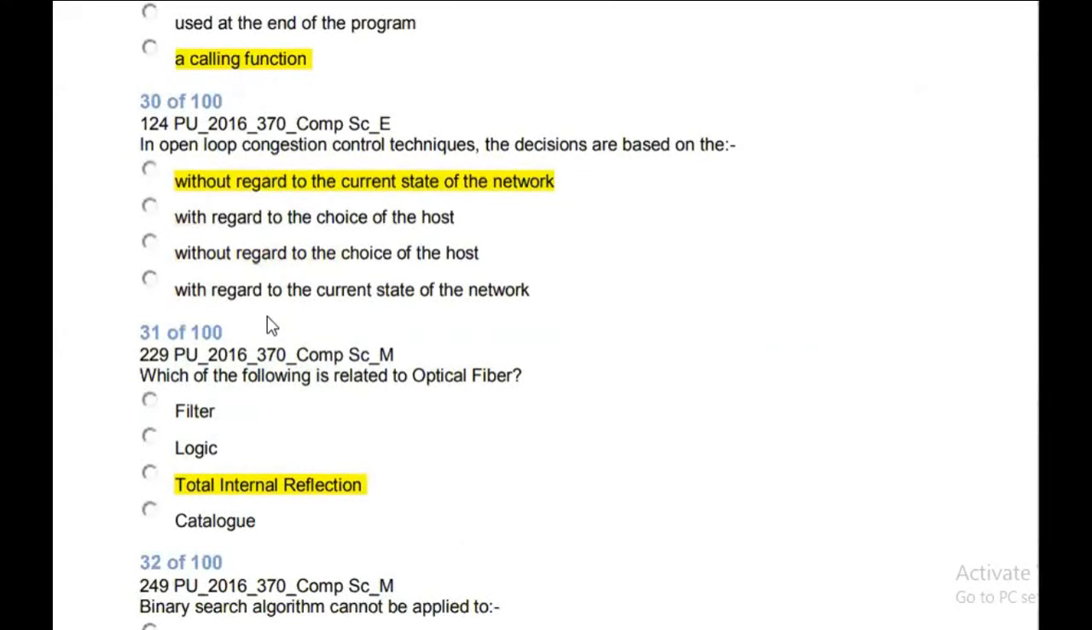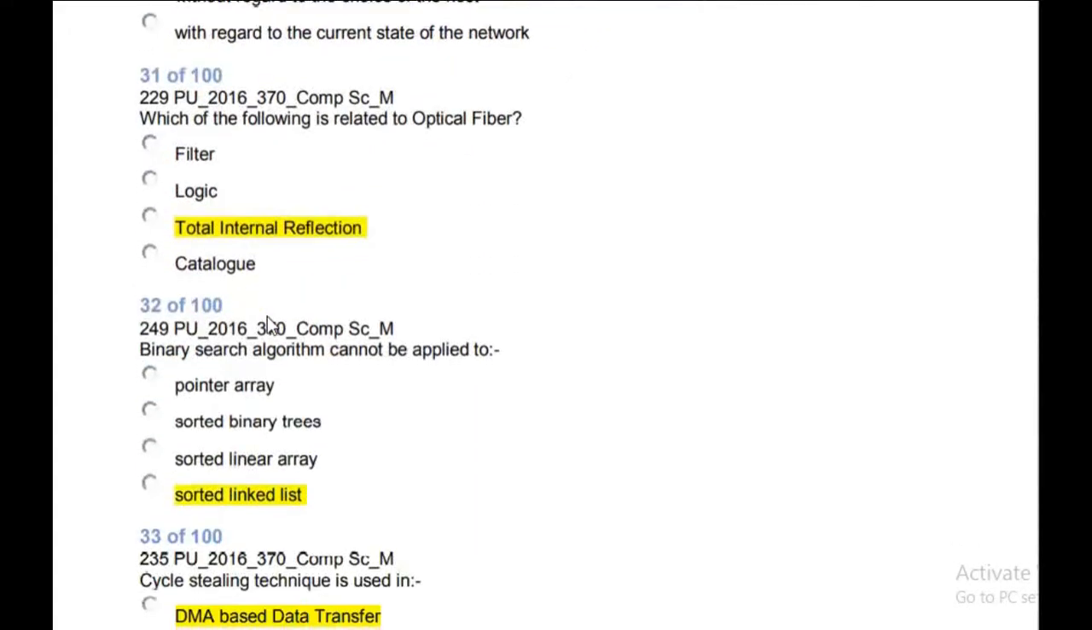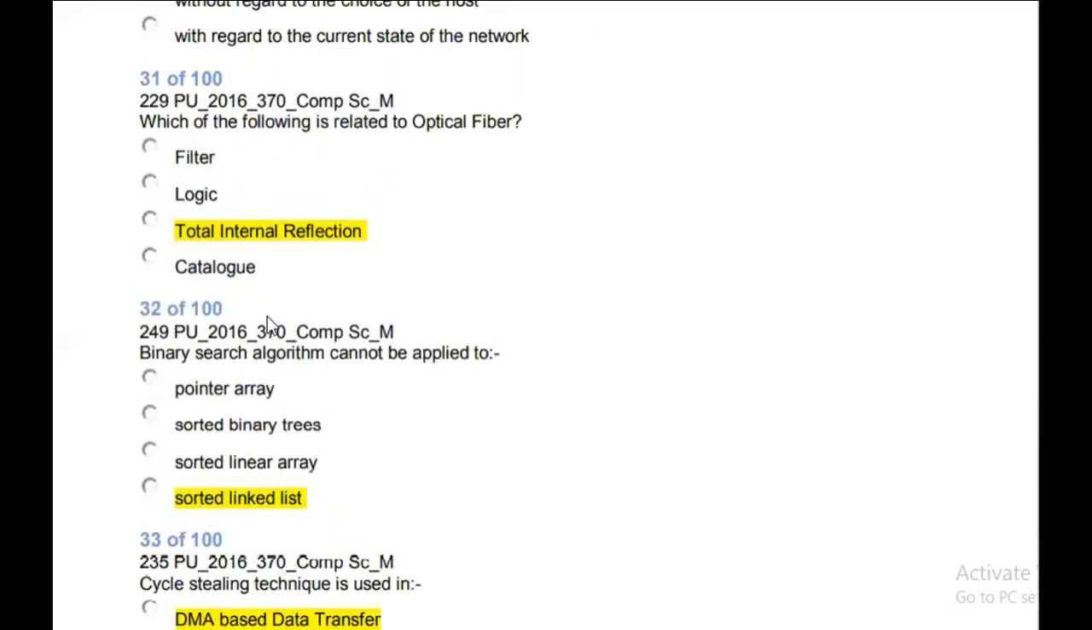Question number 30. In open loop congestion control techniques, the decisions are based on the option A is correct without regard to the current state of the network. Option A.